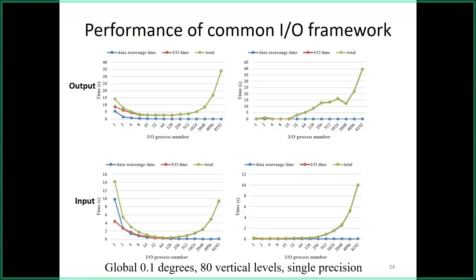This slide shows the performance of the I/O framework. The left two figures show the performance when inputting or outputting a 3D field with large size. And the right two figures show the performance when inputting or outputting a 2D field, whose size is much smaller. So we can find that the parallel I/O can accelerate the performance of inputting or outputting a 3D field with large size. That is reasonable, I think.